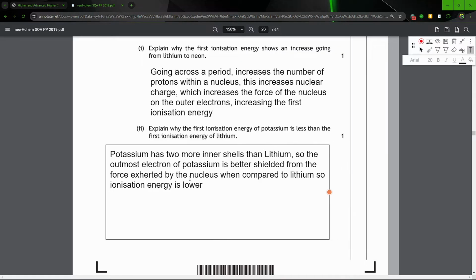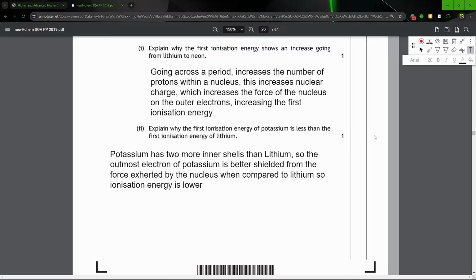There we go. So you want to use the word shielding or screening in this. I always use shielding. I just don't like screening for some reason. It's just one of those irrational things, but either one is fine. But the main point in this is the shielding.